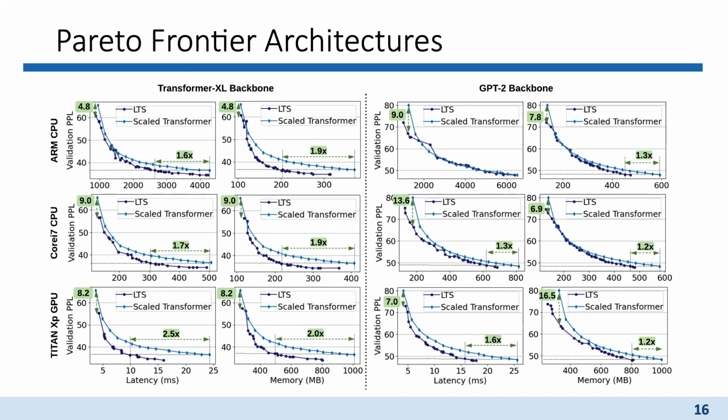In the higher latency regime, we find models that have the same perplexity as the 16-layer Transformer XL, while achieving between 1.6 to 2.5 times faster runtime and about 2 times lower peak memory across different CPUs and GPUs. Similarly, for the GPT-2 backbone, we find models that are between 1.3 to 1.6 times faster and consume about 1.2 times less memory, but achieve the same perplexity as the GPT-2 base architecture.